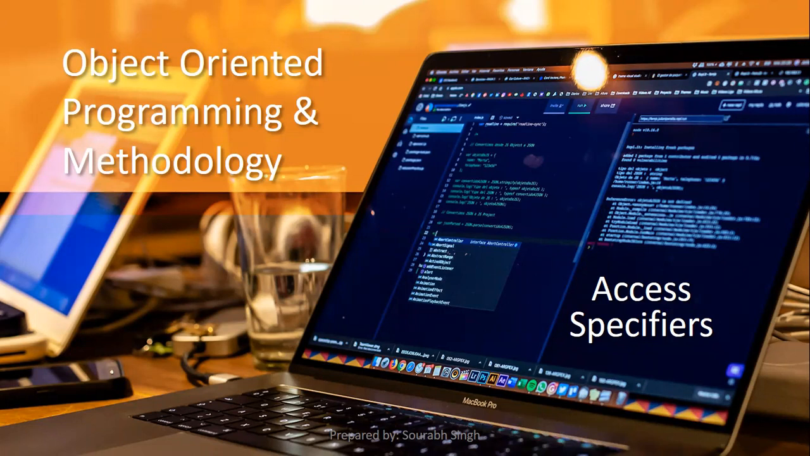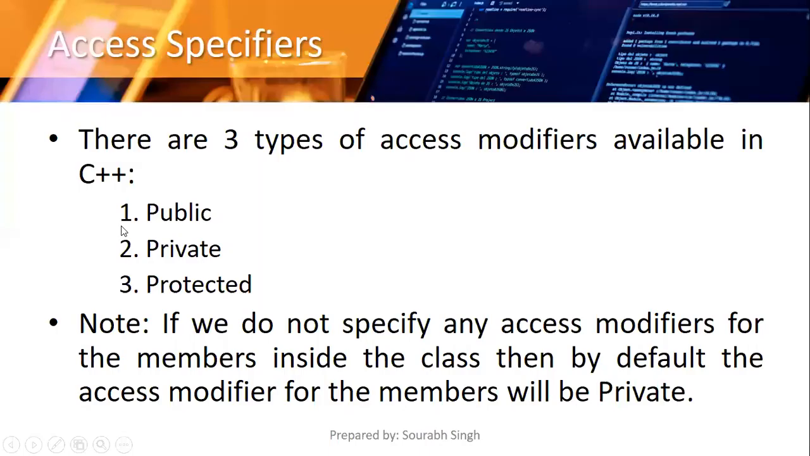So access specifiers are basically of three types, that is public, private and protected. If we do not specify any access modifiers or access specifier, basically somewhere it is written modifiers and in some books it is denoted as specifier. Both the things are one and the same. So if we do not specify any access modifiers for the members inside the class, then by default the access modifier for the members will be private.